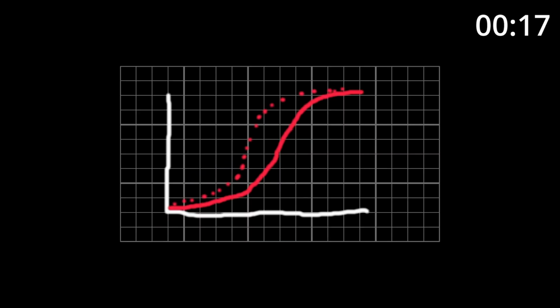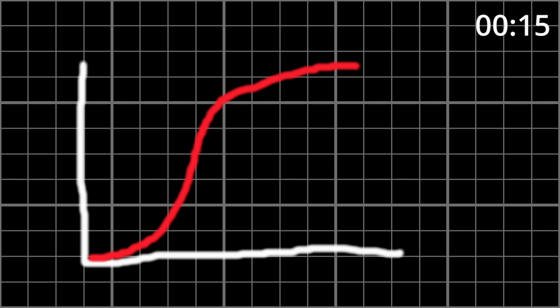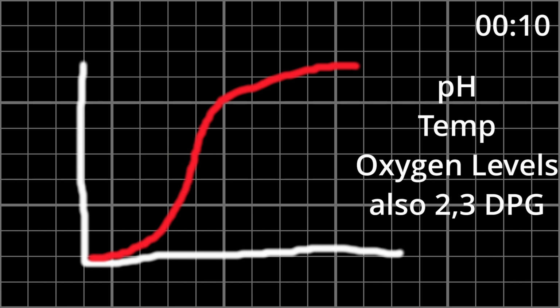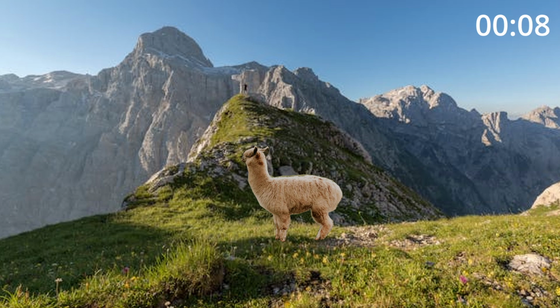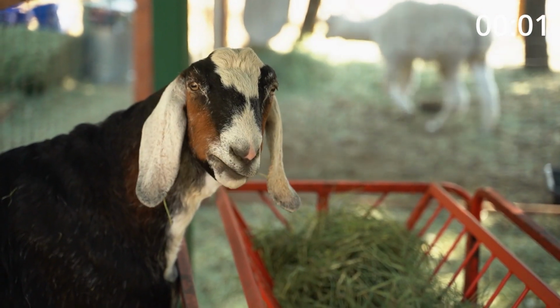More like boring shift. To sum it up, this graph can shift left or right depending on conditions like pH, temperature, and oxygen levels. Animals at high altitudes, for example, usually have hemoglobin that's super greedy with oxygen, which helps them survive, but makes them less active as a trade-off.